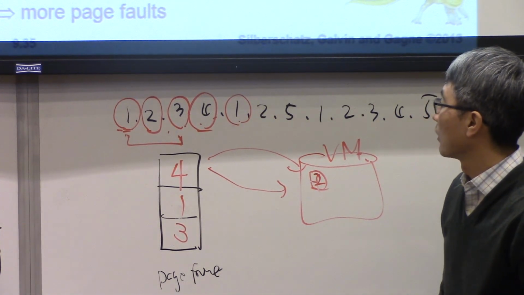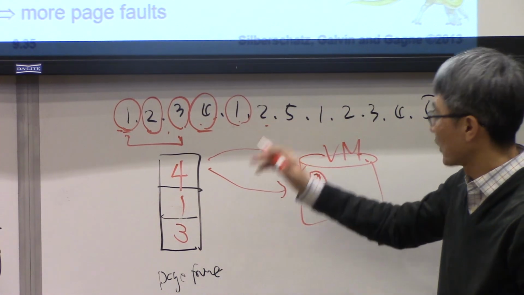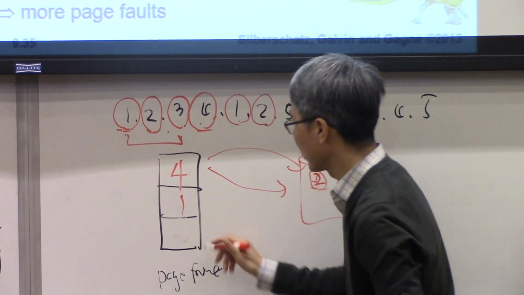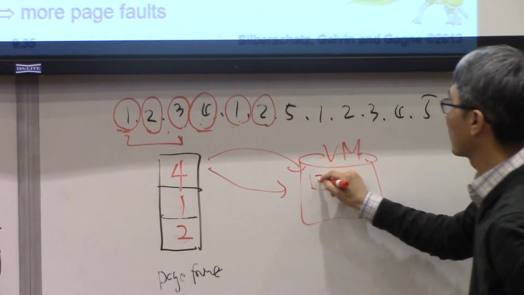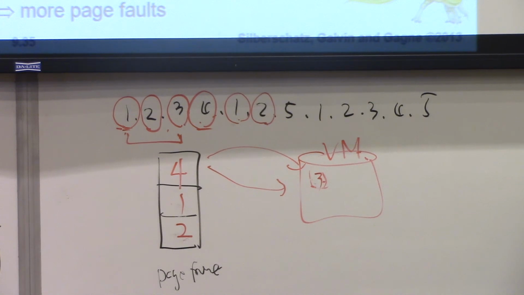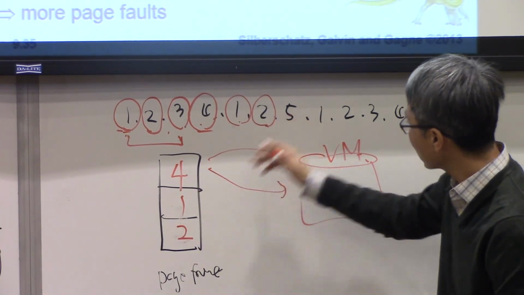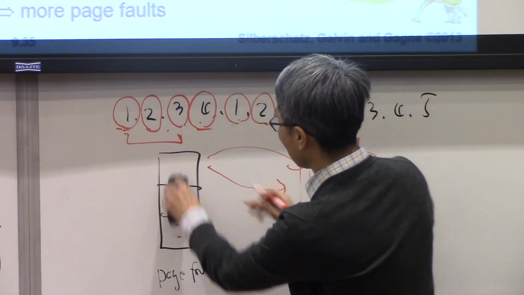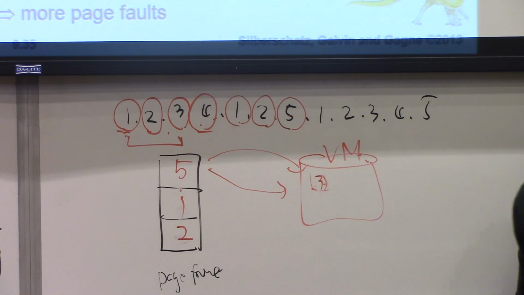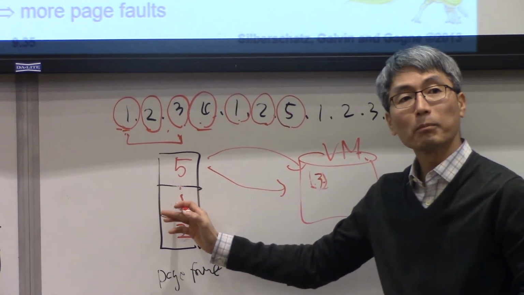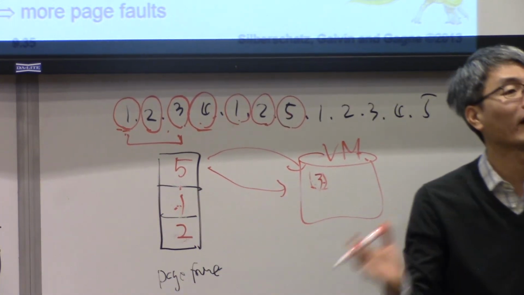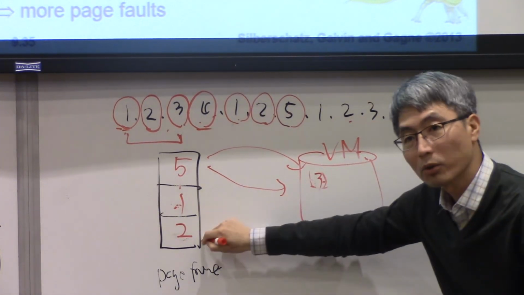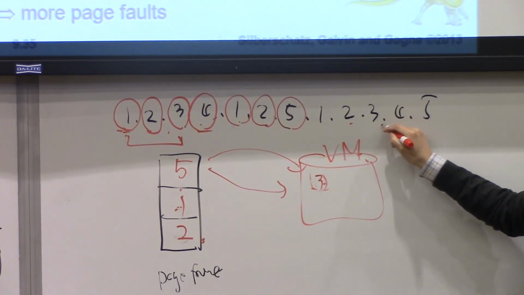Okay. What about 2? It's not there. So page fault. This one is the oldest one, and 3 will be here. Okay? And what about 5? 5 is not there, page fault again. And which one is the oldest one? 4 and 5. What about 1? Yes, there is a page, so you don't have to page in and out. No page fault, just read it. Then next 2. Also no page fault. 3. There is no 3.